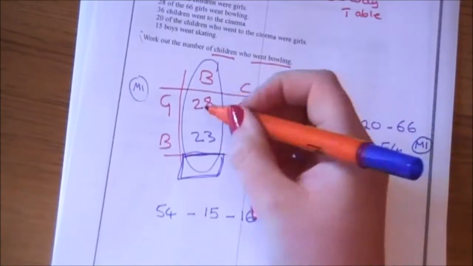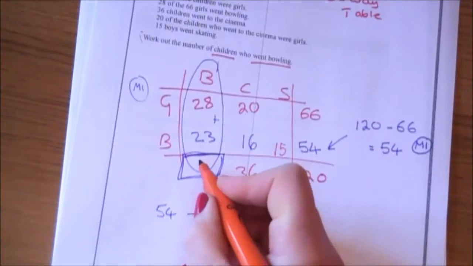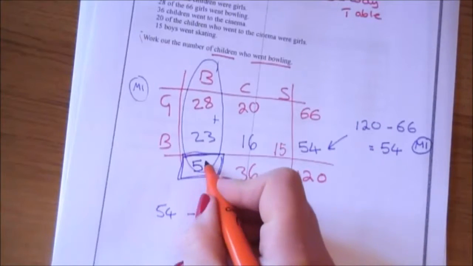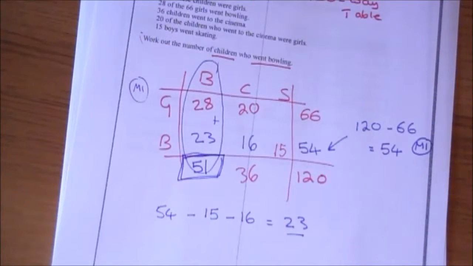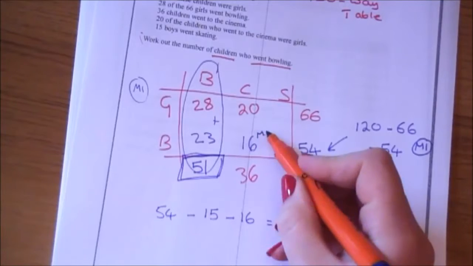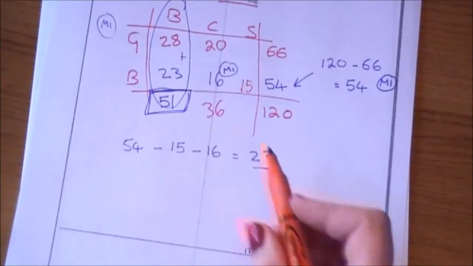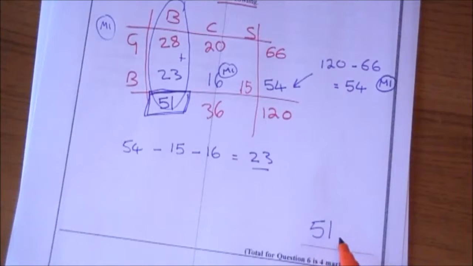That now allows me to add up the girls that went bowling and the boys that went bowling, and it leaves me with the answer of 51. So the fact that I found out some more missing answers can give me a method mark. The fact that I'm going to now identify that 51 is the number of people that went bowling gives me the final answer mark.